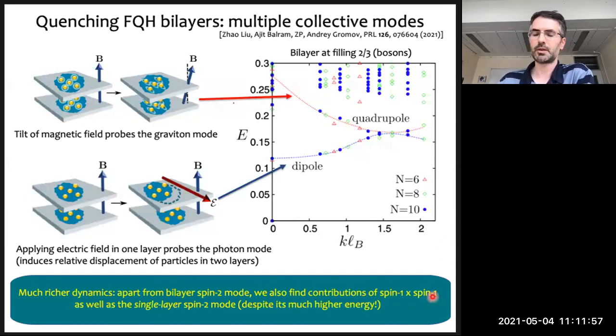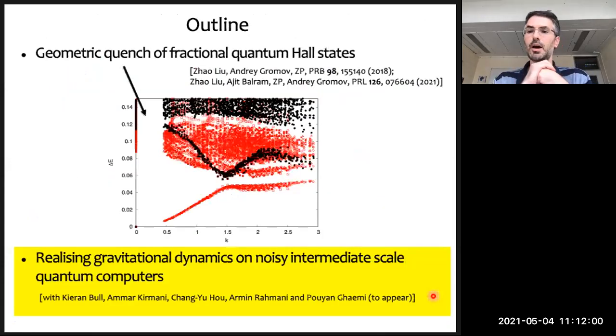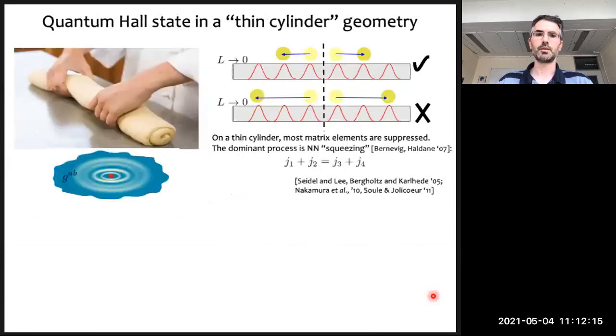Now, because I don't have too much time, I want to tell you how we can also see some signatures of this in systems that we can study on quantum computers. The basic idea for this is going to be well known to you. The idea is to take this quantum Hall system and stretch it into a thin cylinder. The reason why we do this is because in this quasi one-dimensional limit, when the cylinder is very thin, we can significantly simplify the problem, because the long-range hopping processes due to Coulomb interaction become energetically prohibited.